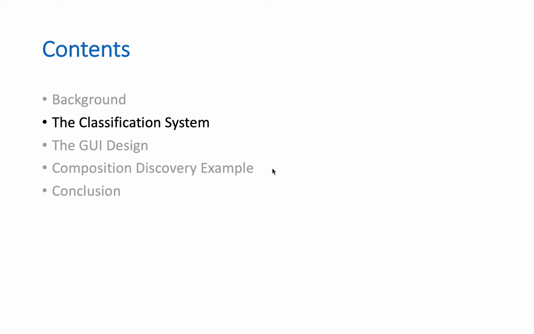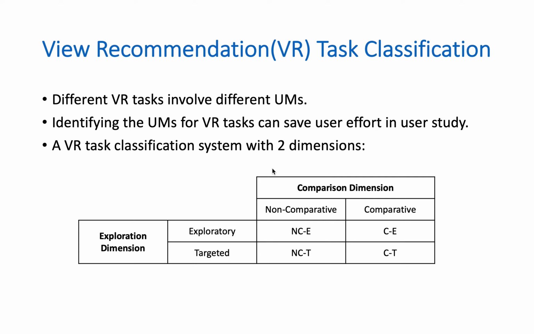Since the final goal of our work is to advance the view recommendation tools, we want to first categorize the view recommendation tasks, so that in our user study we can ask a specific question for a specific task to save the user effort. So we design this categorized classification system for view recommendation tasks. And our classification system has two dimensions.